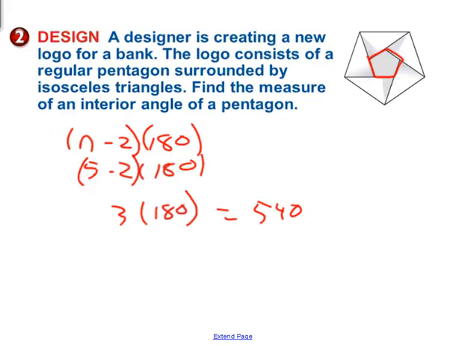So there's 1, 2, 3, 4, 5 angles, and they're equal. So I'm going to take this and divide by 5. 5 will go into 540. 5 will go into 5 one time. 5 will go into 40 8 times. So it'll be 108 degrees. 108 degrees per angle.